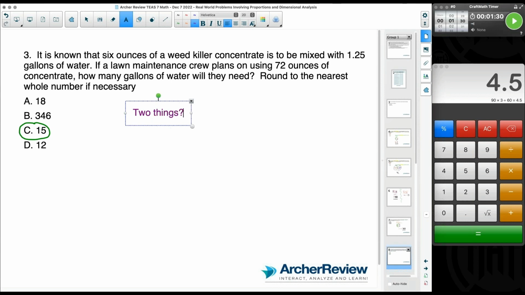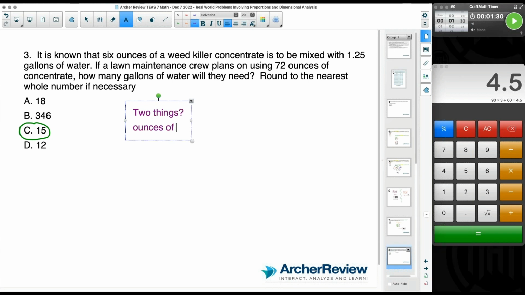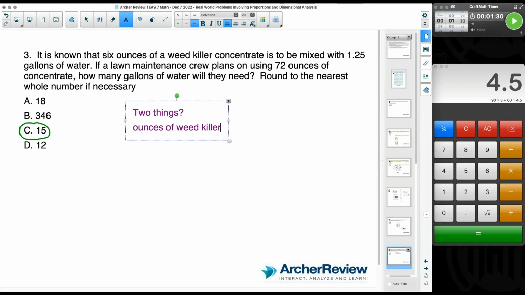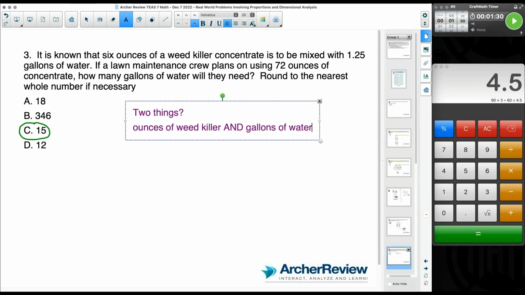Now our 2 things are the ounces of weed killer, the concentrate, like Roundup or whatever. And we also have the gallons of water. These are the 2 things that are getting compared. Do y'all see how diverse the things can be? We've gone from talking about marbles to chips and money, and now we're talking about killing some weeds.